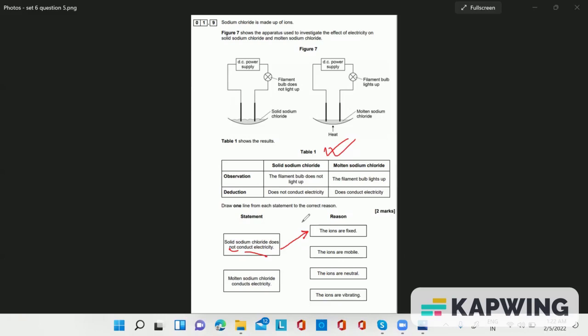My next statement is that molten sodium chloride conducts electricity. Since the mobile ions, or the ions which are moving, will conduct electricity, the reason will be that the ions are mobile, because the mobile ions help in conducting the electricity. Thank you so much.